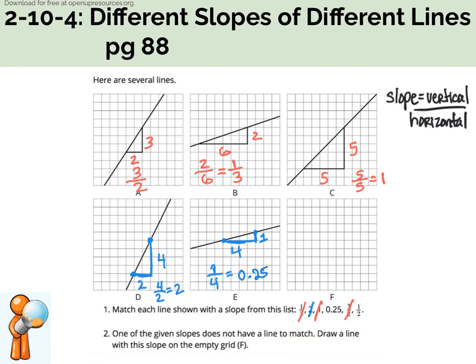Then number 2 says one of the slopes does not have a line to match. Draw this slope. So let's go ahead and do 1 over 2. Again, like how we did it before, I'm going to go up 1 over 2 and then connect those together. So this is what we should have on page 88.